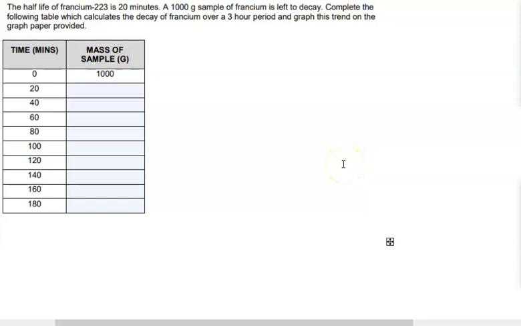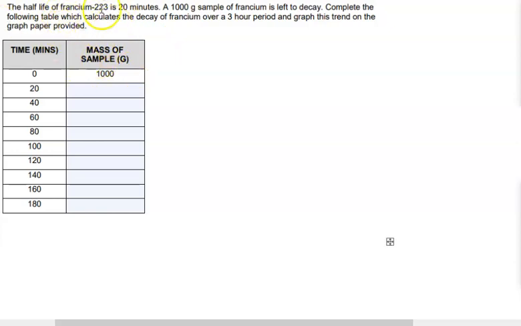Hey everyone, so this is a worked example for how to draw half-life graphs. So you're using a lot of your math skills in this because we're drawing a graph based on a table of data. Firstly, we need to fill out and complete the actual table here, showing the mass of the sample.